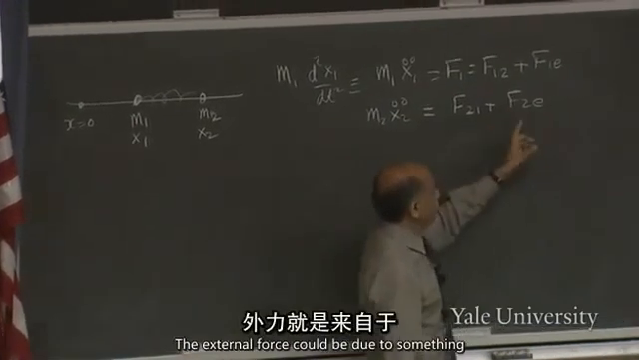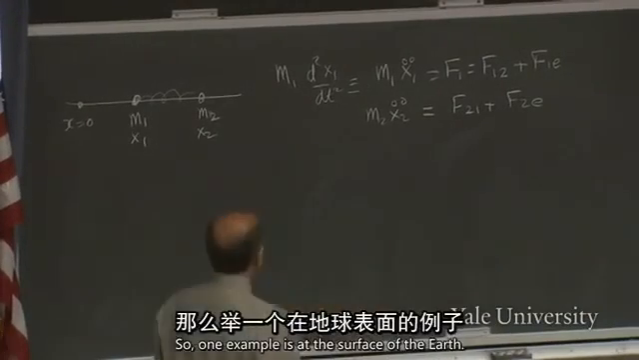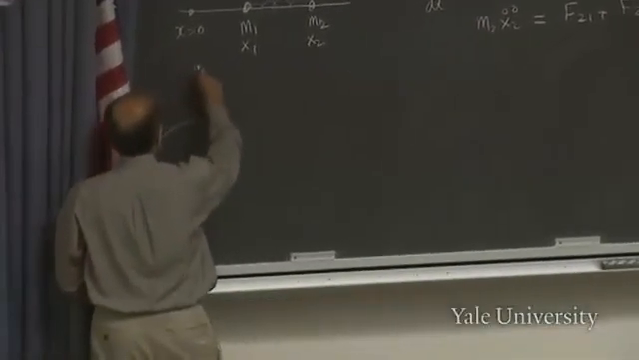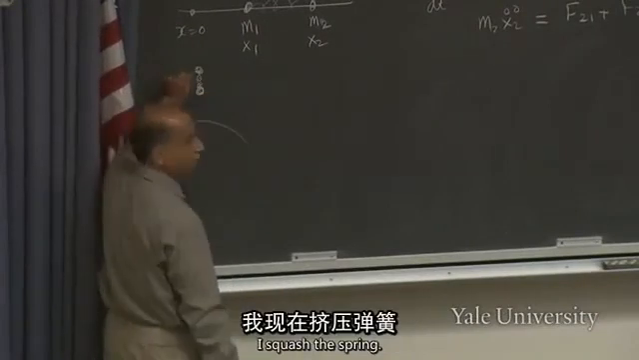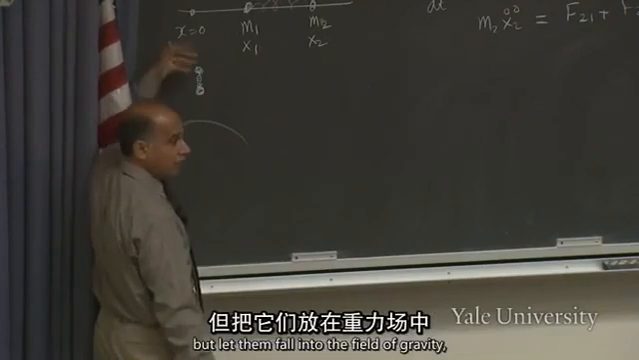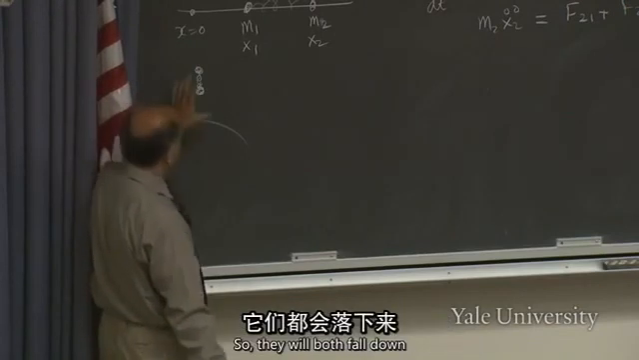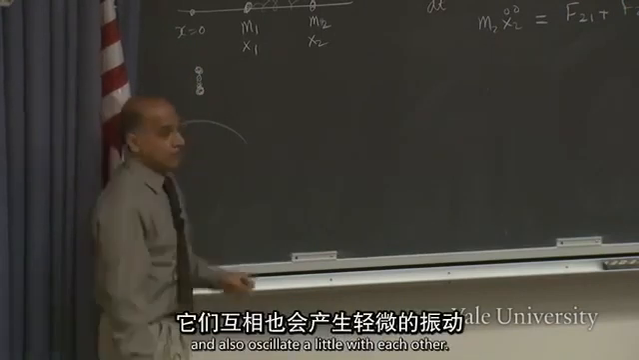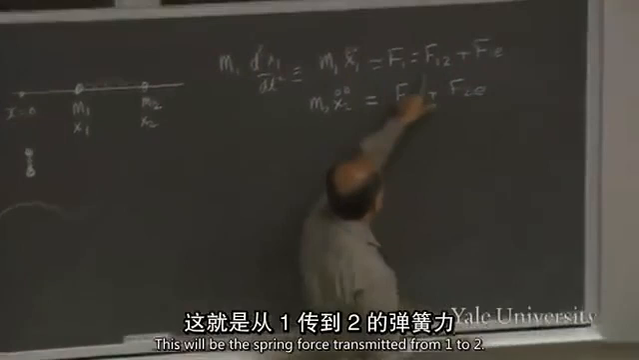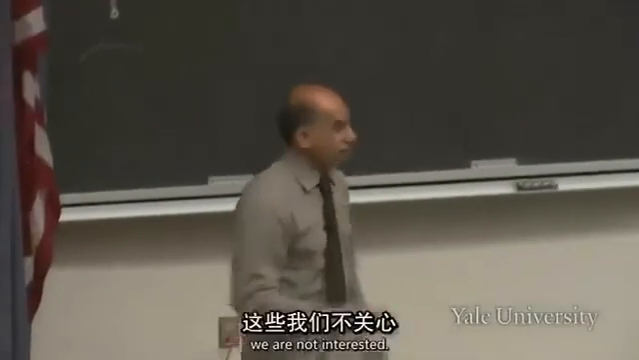The external force could be due to something extraneous to these 2 bodies. So one example is the surface of the Earth. I take these 2 masses connected by a spring. Here is mass 1 and here's mass 2. I squash the spring. If there is no gravity, they will just go vibrating up and down, but let them fall under the field of gravity. So they're also experiencing the mg due to gravity. So they will both fall down and also oscillate relative to each other. They're all described by this equation. This will be the spring force transmitted from 1 to 2. This will be the force of gravity. Or it could be electric force or any other force due to anything else. I'm not interested.